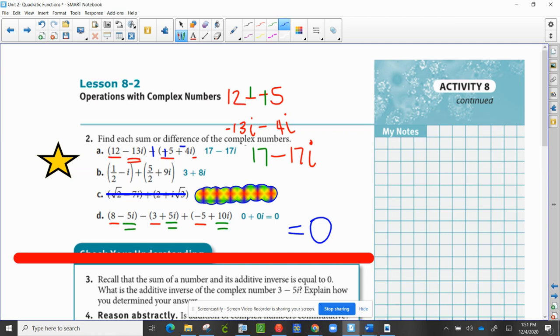Okay, so that's addition and subtraction. Not much to it, just combine like terms. Real numbers with real numbers, i numbers, so imaginary numbers with imaginary.